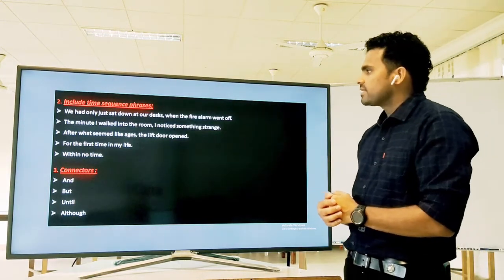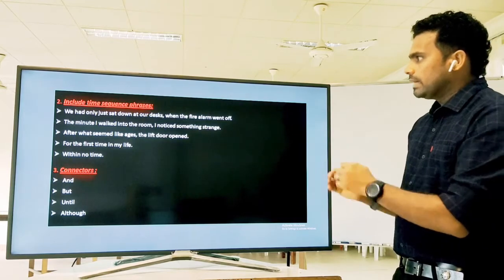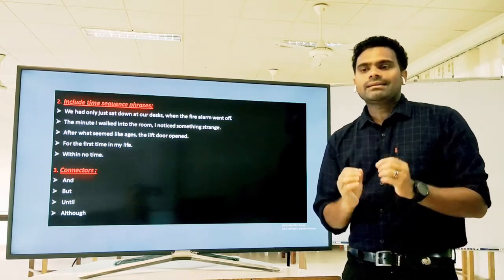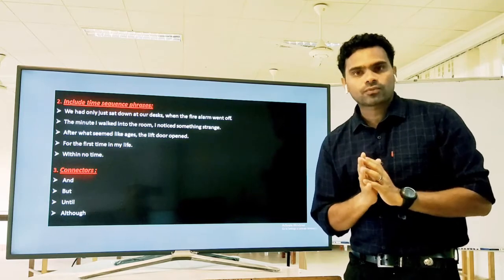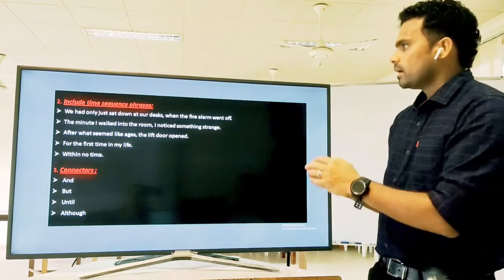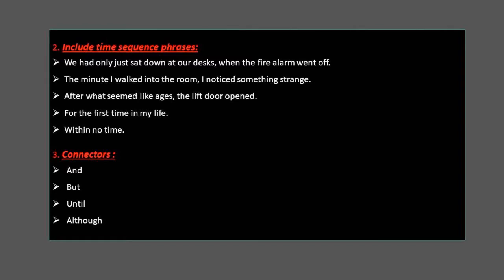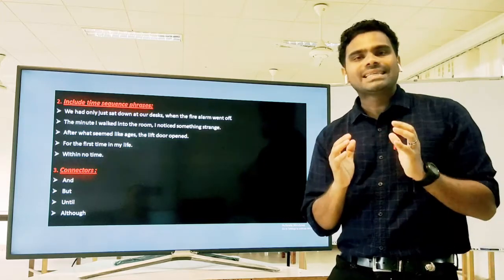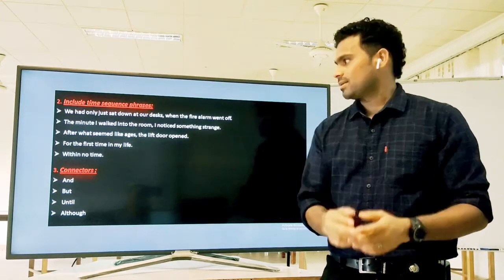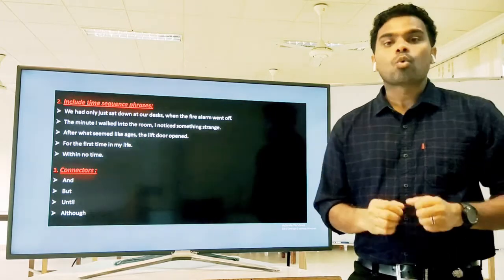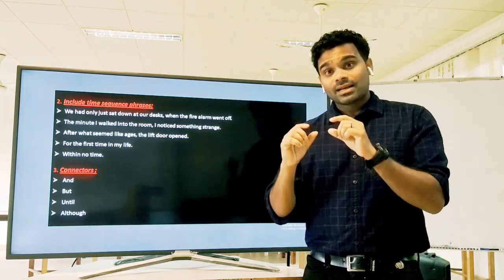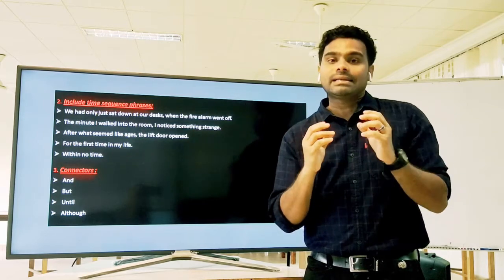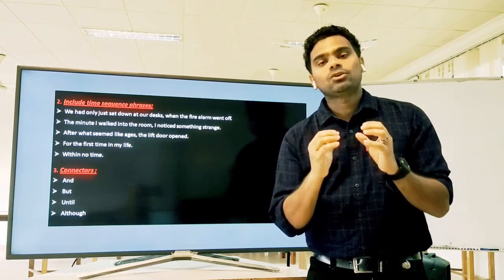A few time sequence phrases are listed below. Include at least 3 time sequence phrases in your email. We had only just sat down at our desk when the fire alarm went off. The minute I walked into the room, I noticed something strange. After what seemed like ages, the lift door opened. For the first time in my life, within no time. So, include at least 3 time sequence phrases in your email.